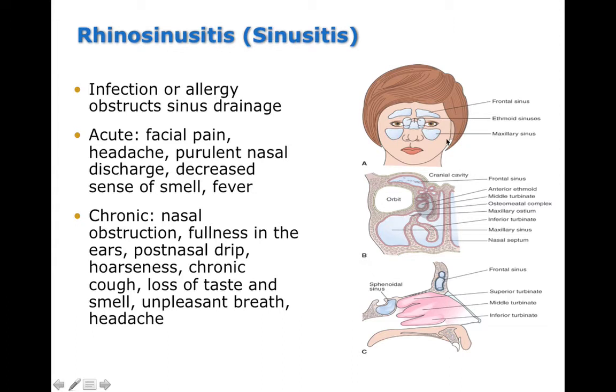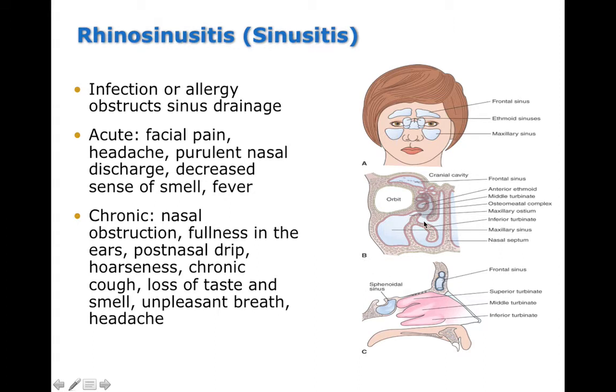Now, if it's acute, we say that there's facial pain due to swelling of these sinuses. We also have purulent nasal discharge because remember that all the paranasal sinuses drain into the nasal cavity, and they can also see a decrease in sense of smell because the olfactory epithelium is also near where the sinuses drain. And then fever because of the fact that inflammation will lead to the release of pyrogens, which can give you fever.